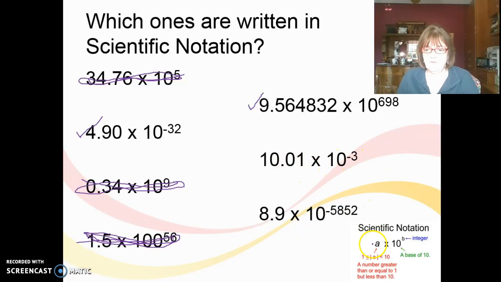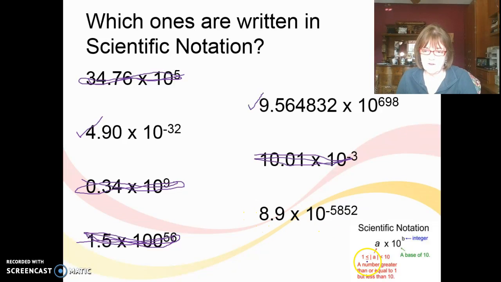10.01 times 10 to the negative 3. Well, it's greater than 1, but wait a minute. 10.01. It's just a teeny bit too big. Doesn't that count? Nope, it doesn't. Nope, nope, nope. Can't count it. All right, that is not scientific notation. Let's look at our last one. Let's see if we got it.